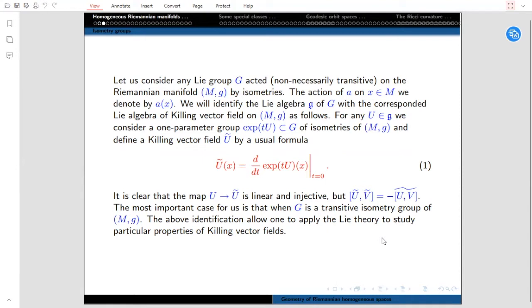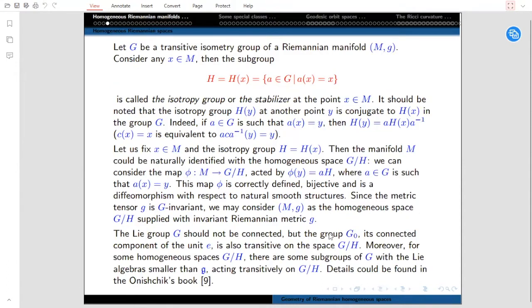The reason is that the Killing vector fields are right invariant, but we consider as a Lie algebra the left invariant vector fields on the Lie group. The most important case for us is when G is a transitive isometry group on M. The above identification allows us to apply the Lie theory to study particular properties of Killing vector fields.